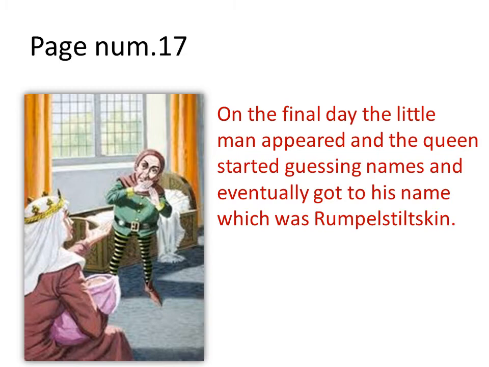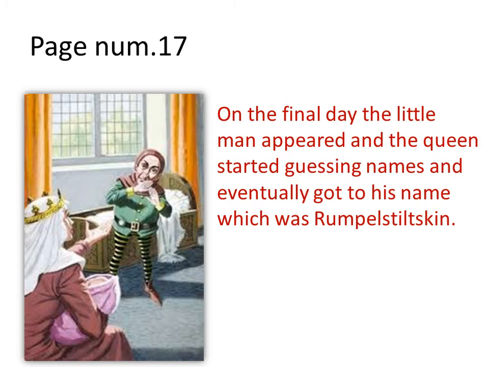Now we are on page number 17. On the final day, the little man appeared, and the queen started guessing names, and eventually got to his name, which was Rumpelstiltskin. So this is how she announced his name correctly.